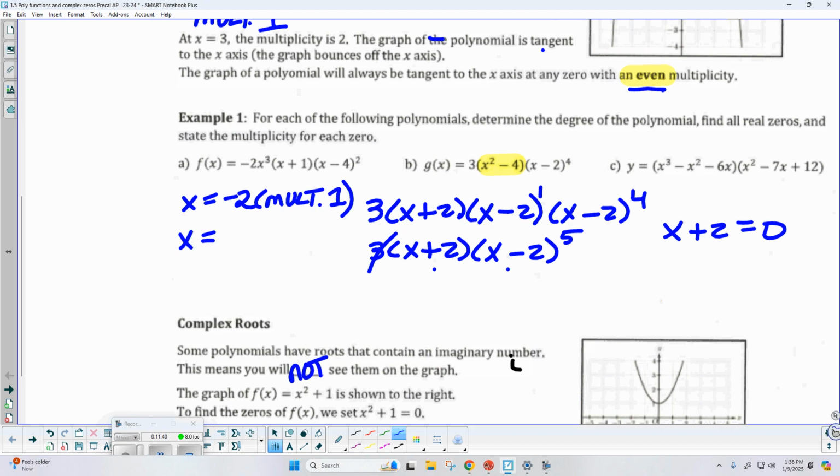And then for the other group, if x minus 2 is equal to 0, well, I'm going to get a positive 2 with what multiplicity? 5. There you go.